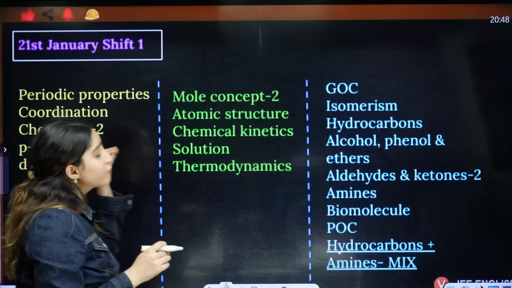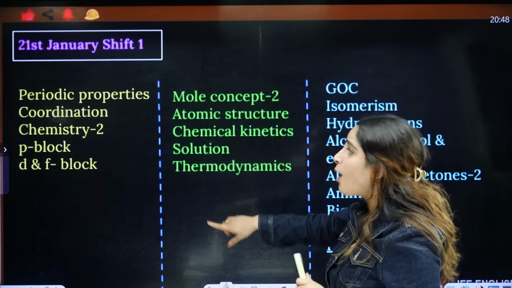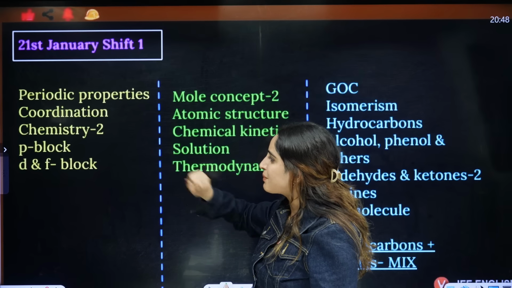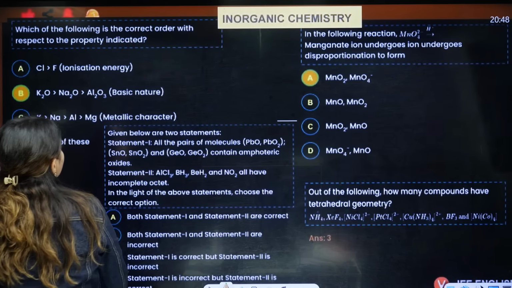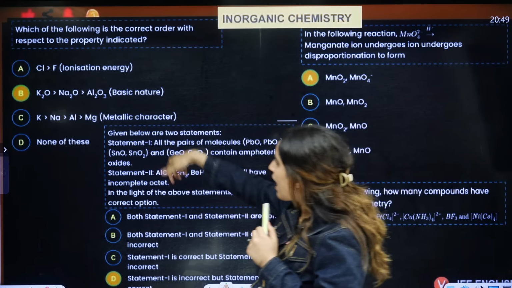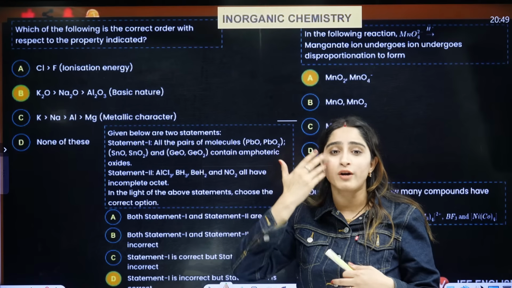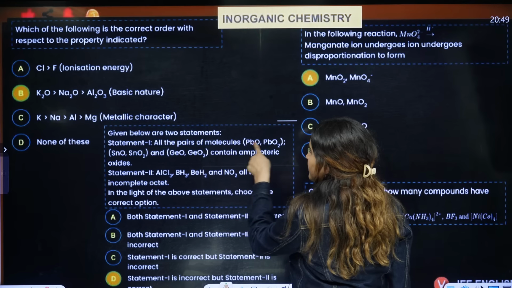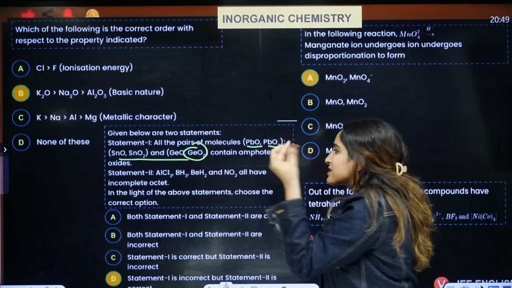So if I talk about 21st Jan shift 1, in that from inorganic chemistry, they have asked questions from periodic properties, coordination chemistry, P block and D and F block, right? If you talk about inorganic chemistry, let's see what kind of questions they have asked there. In periodic properties, they have asked questions based on the trends of oxides, of electron gain enthalpy, all the important trends, especially the exceptions, right? And this here is also regarding the oxides. They asked about acidic oxides, so they have asked you about oxides here, right?